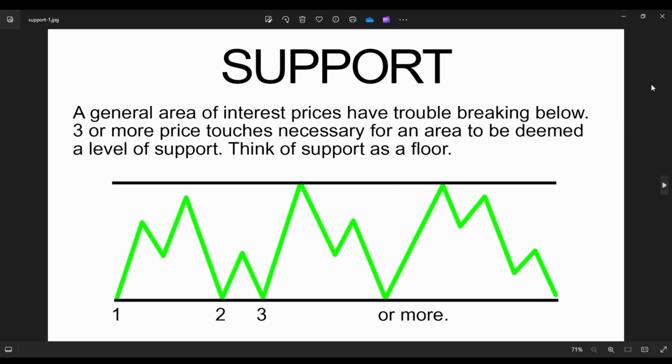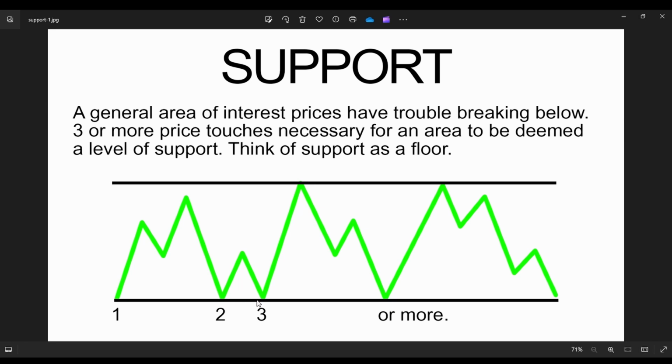Support. Support is a general area of interest prices have trouble breaking below. Three or more touches are necessary for an area to be deemed a level of support. Think of support as a floor. So you'll notice prices will rally, come down, not break through this area here, come down again and not break through this. Once we get at least three touches, we can deem this area support, right? We could draw a line or we can draw our area around these price areas on the chart, and that'll be support. Support is good to look at for buying opportunities.